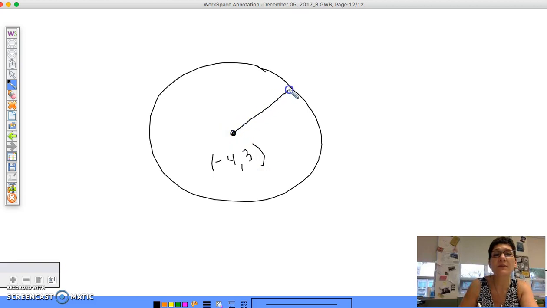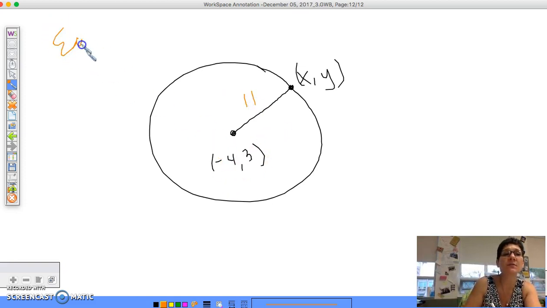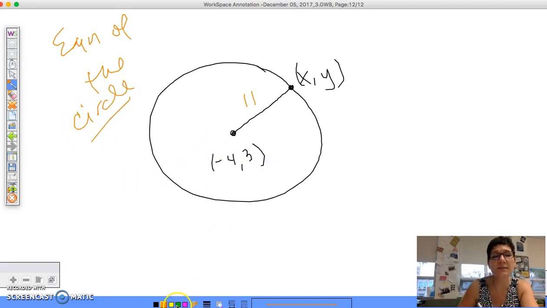And let's pick a point on the circle, and let's call it x, y. And let's say that I told you that the radius is, sure, let's make it 11, okay? And I want the equation of the circle. All you need to do, folks, please tell me, yes, you're going to make a right triangle.